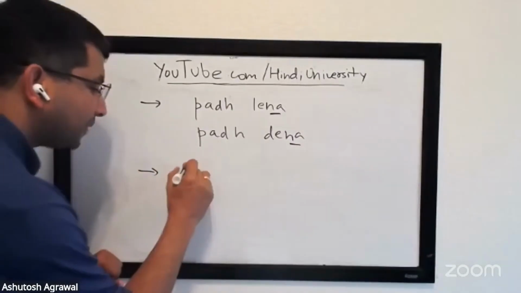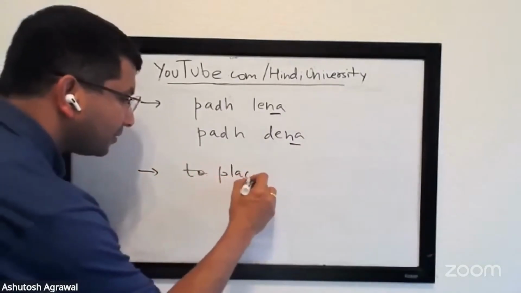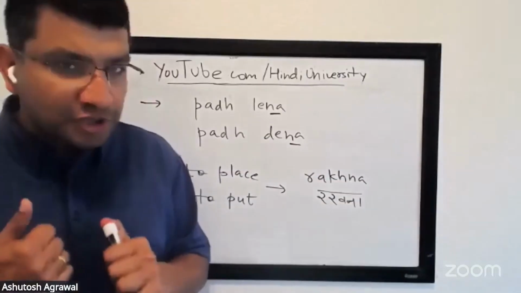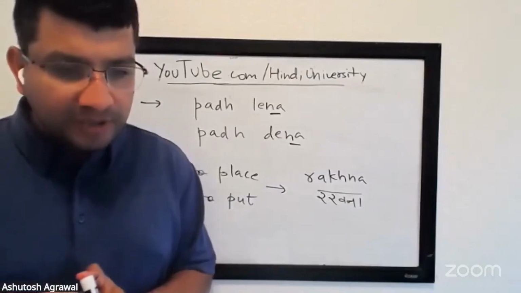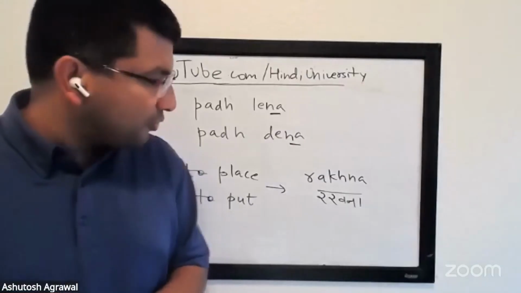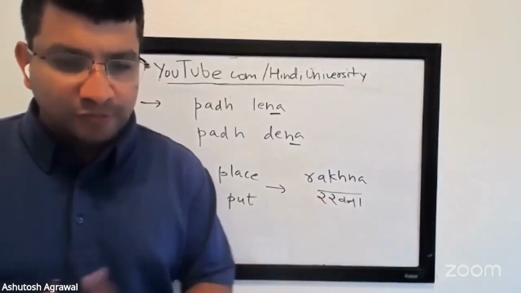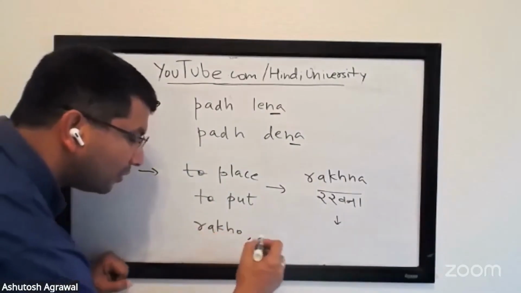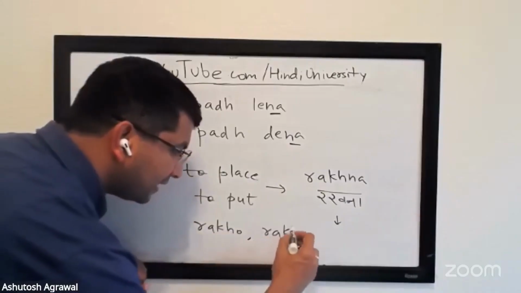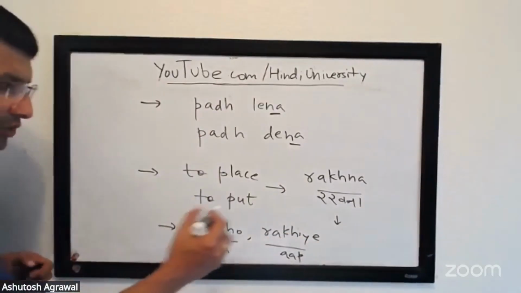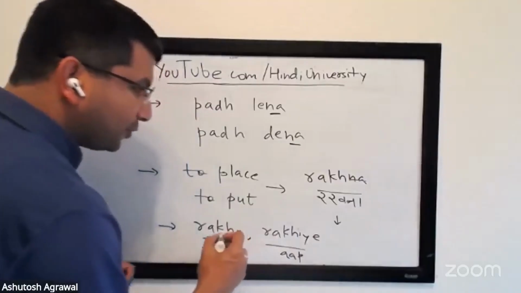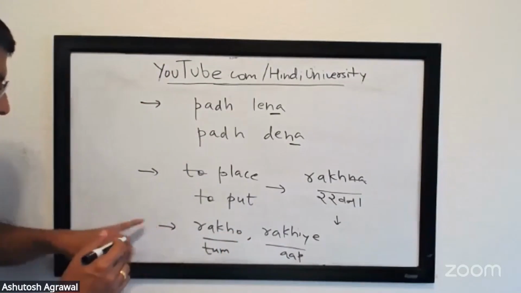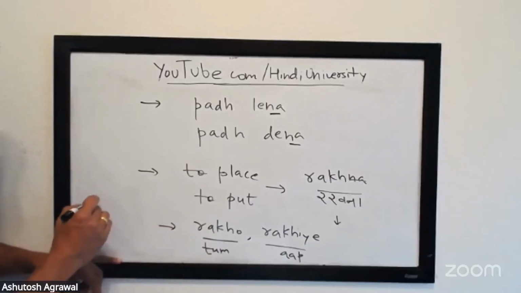Now another verb called to place or to put. Rakhna. I'm gonna request you to put something on the table. How do you use this verb, how will I instruct you? I'll tell you rakho or rakhiye, right? So what you did was you removed the na and you put the o, rakho. And what are these called? When you request someone to do something in grammar, these are called imperatives.